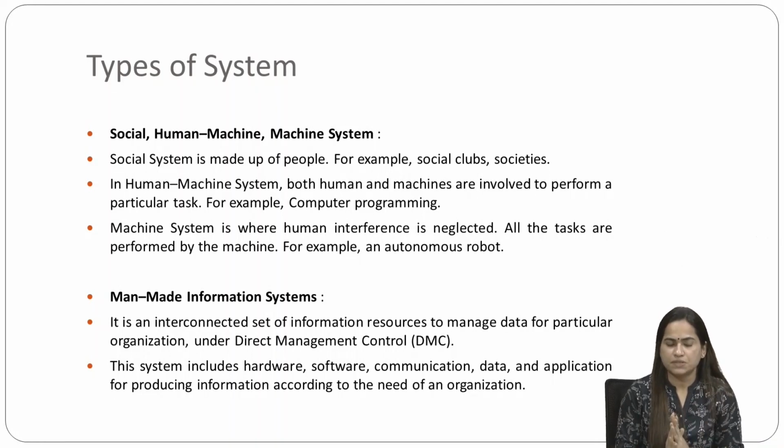That is a machine system. Next we have the man-made information system. It is an interconnected set of information resources which will manage data for a particular organization under direct management control. This system includes hardware, software, communication, data and applications for producing information according to the need of an organization.